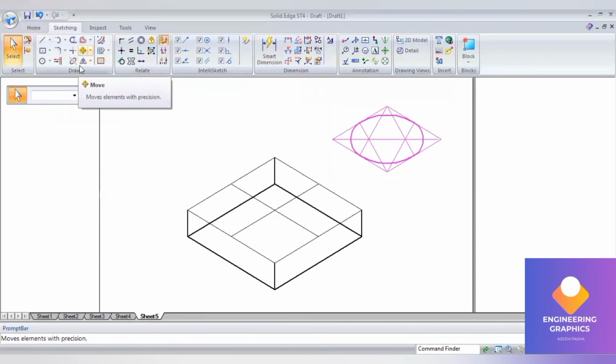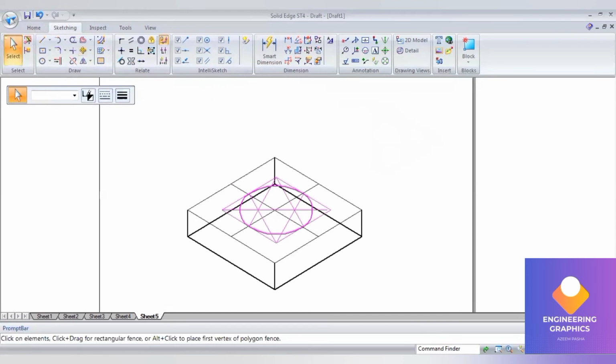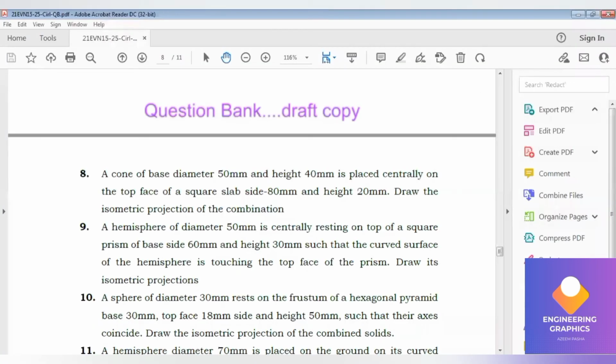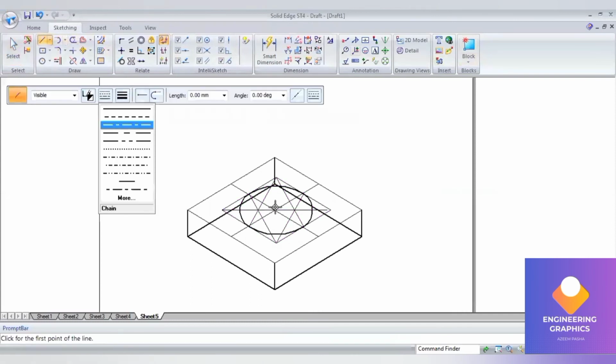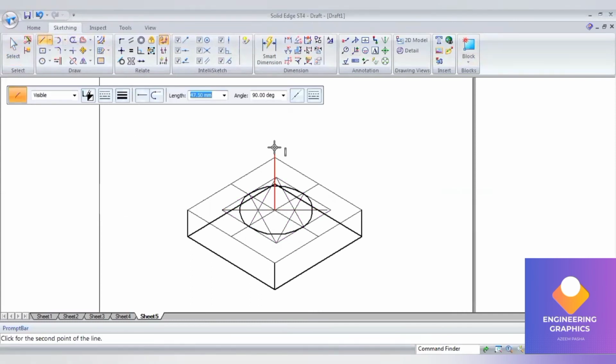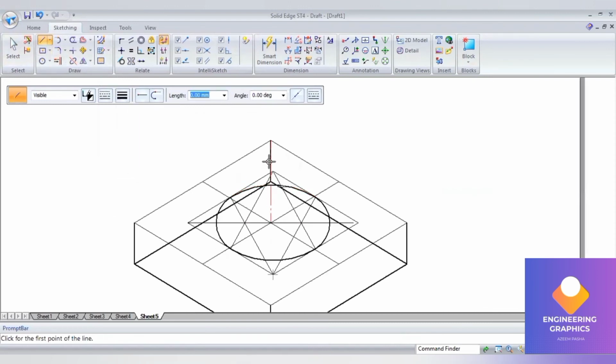Select the middle point from it and place it. So the axis length we should consider 40 mm. Now draw the straight lines tangentially touching the ellipse. Tangentially you can draw the lines. So this completes the problem.